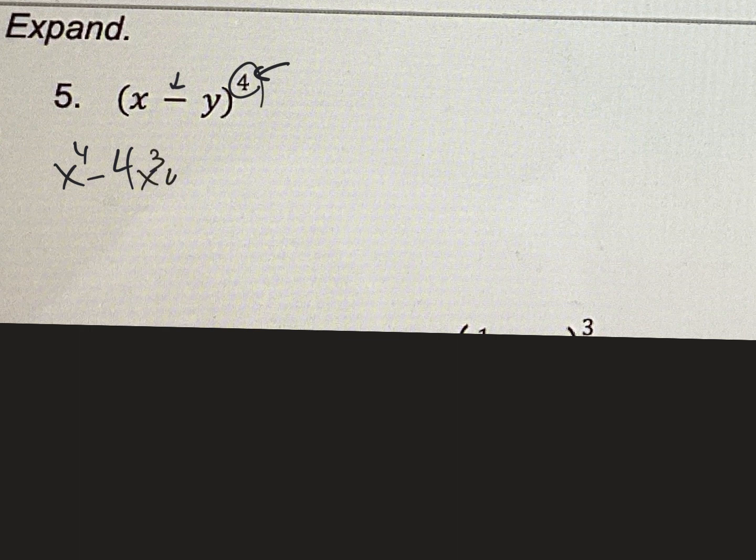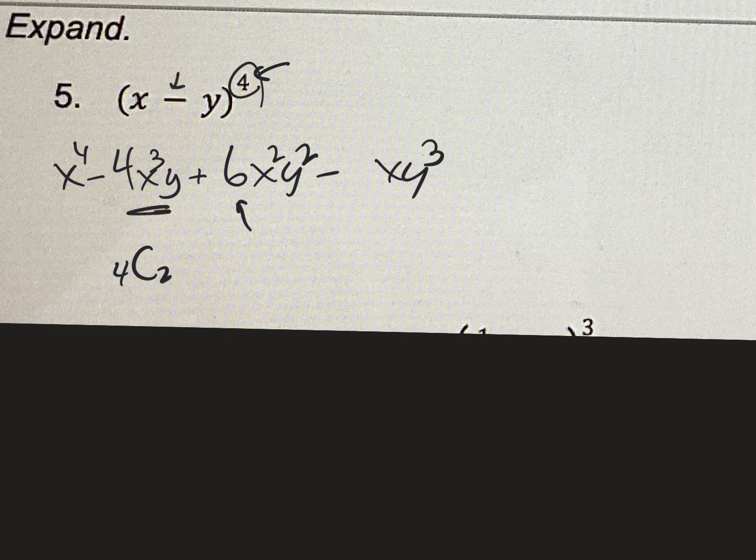The x is going to go down, the y is going to come up. I'm going to go plus. My x is going to go down, my y is going to come up. Now I'm going to figure out what the coefficient is. I'm going to do nCr. I'm doing 4C2. You can pick either exponent; they're both 2. 4 times 3 over 2 is 6, and then I'm going to have a minus, and I'm going to have an x and a y cubed.